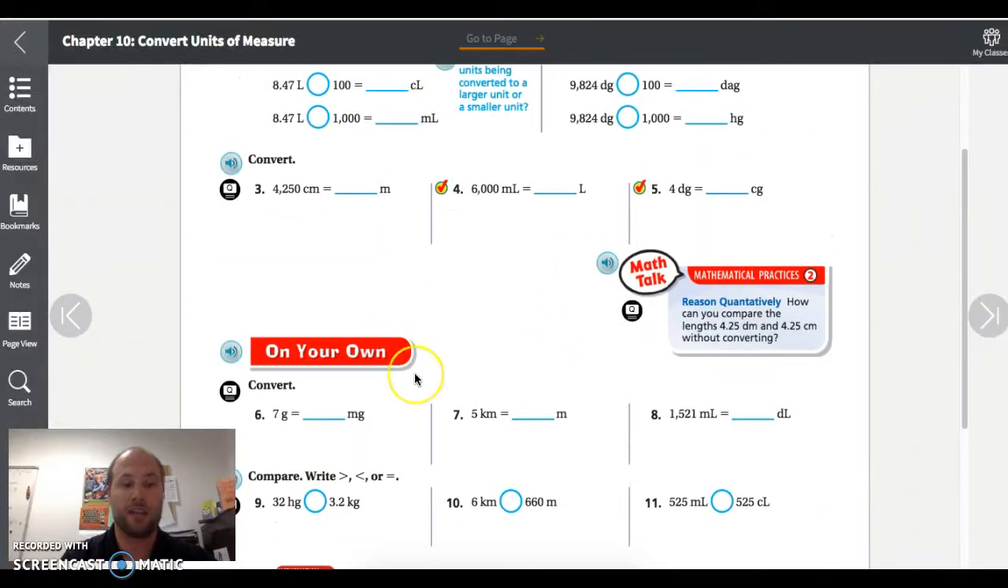So make sure you understand this. We'll touch base on this on Monday, but make sure you're using that conversion chart, okay? Because that'll tell you whether to multiply or divide, because if you're getting bigger to smaller, you're multiplying. If you're going smaller to larger, you're dividing, and then your conversion chart will tell you by how much.